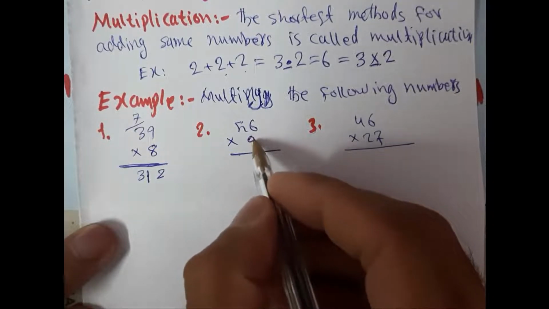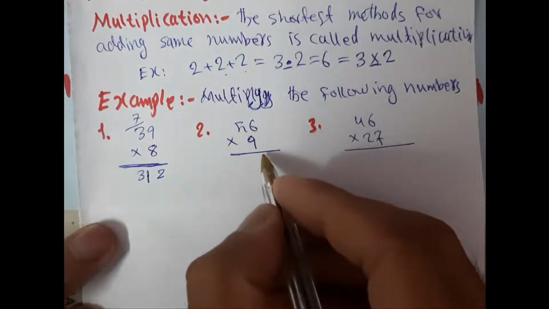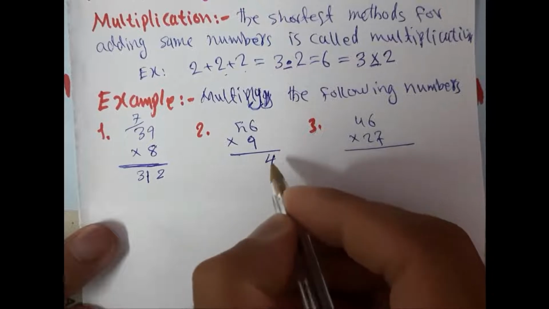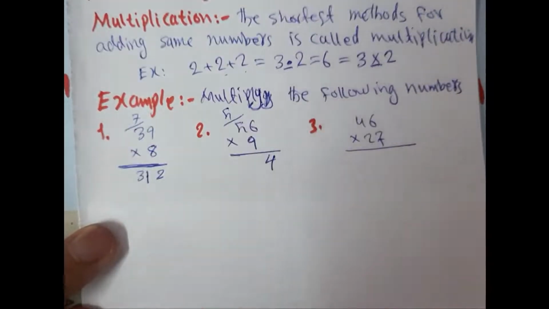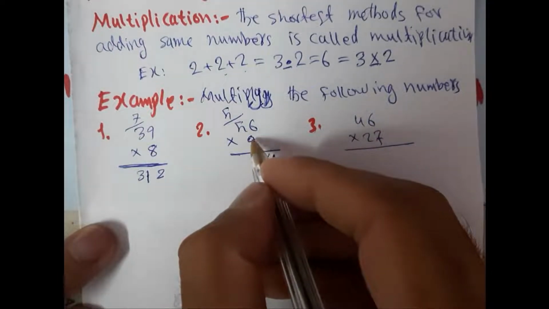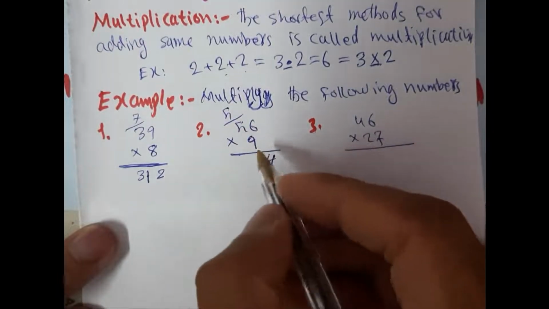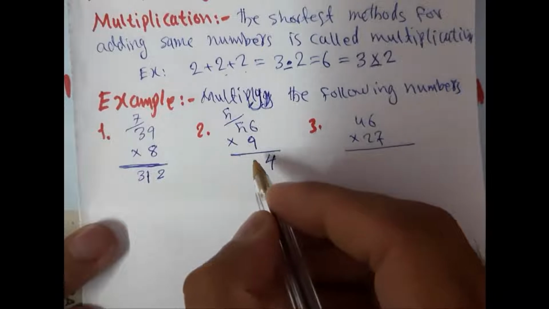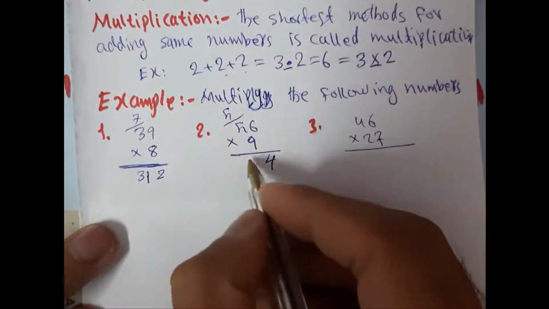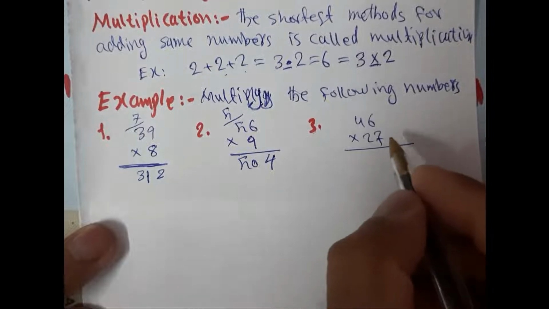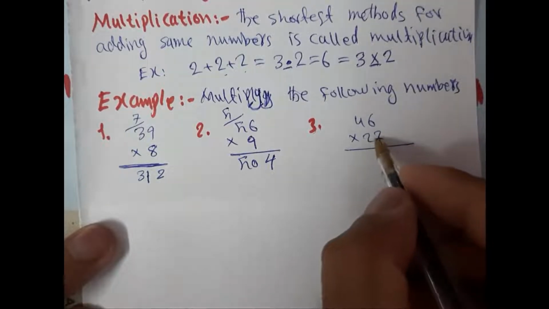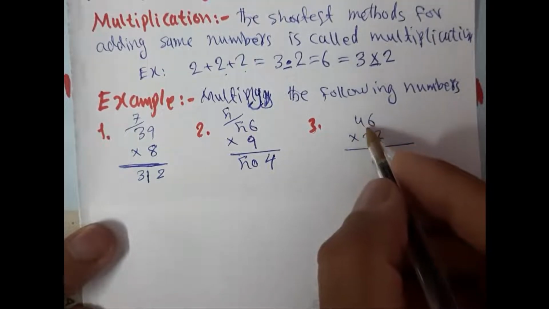9 times 6, 54. We write 4 and carry over 5. 9 times 5, 45. 45 plus 5, 50. So 504. Here we want to multiply 27 by 46.